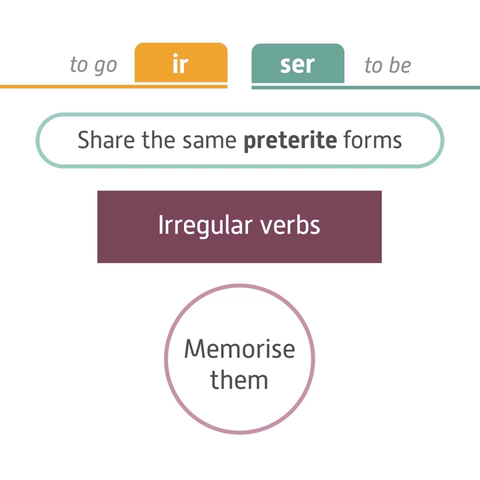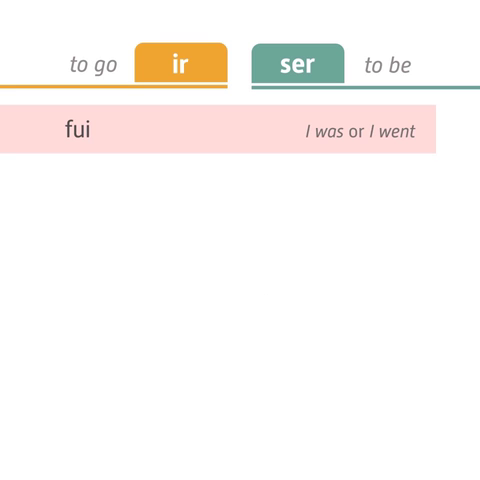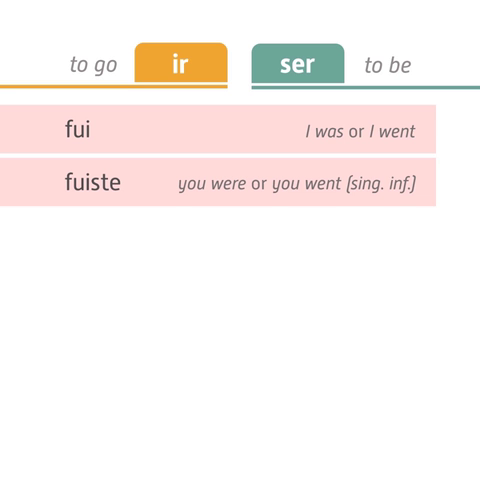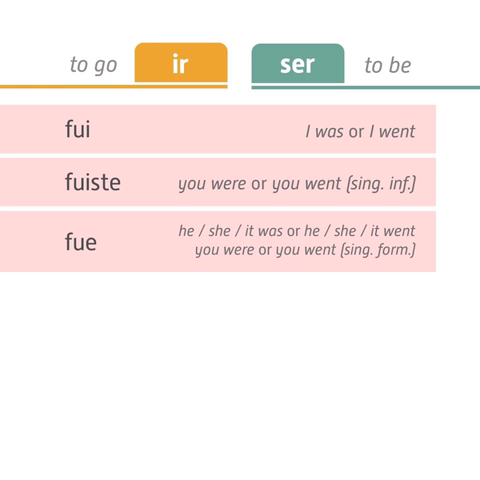Both of these infinitives share the same preterite forms. We have fui, meaning I was or I went. Fuiste, meaning you were or you went when you is singular and informal. Fue, meaning he was, she was, it was, or he went, she went, or it went, depending on the context. It can also mean you were or you went if you is singular and formal.